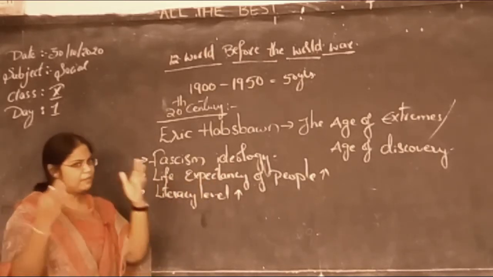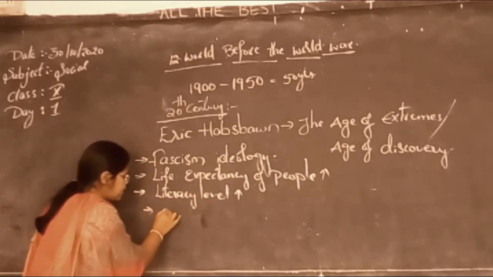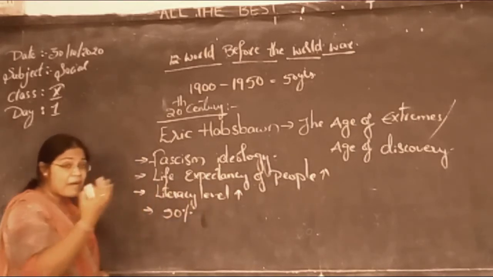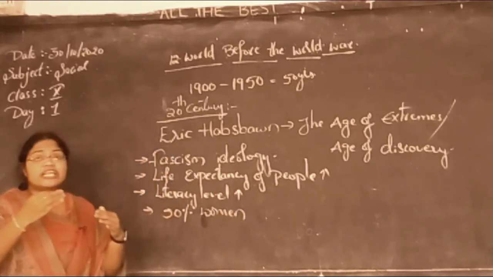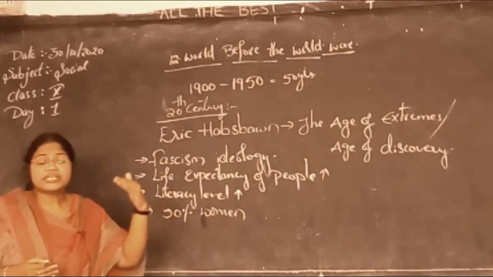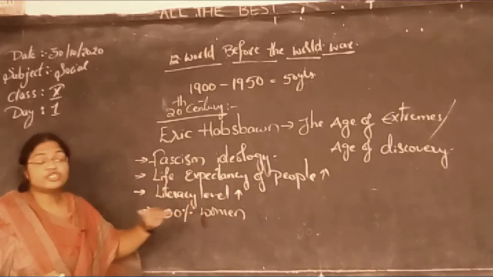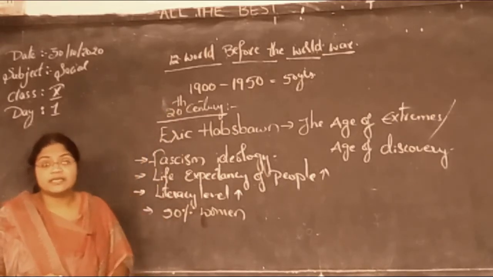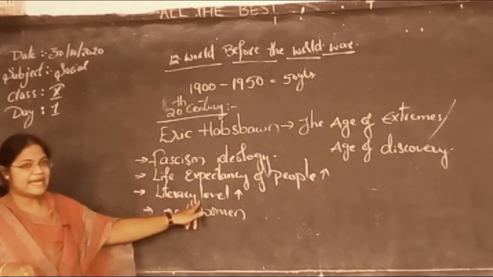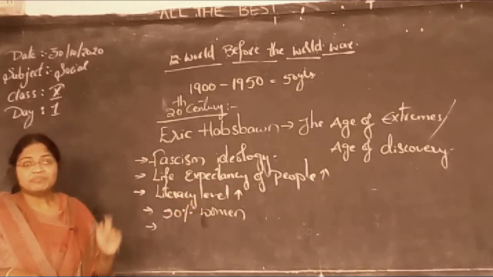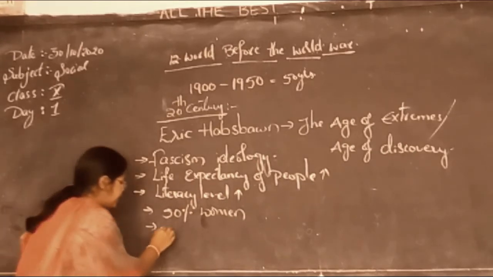Life expectancy of the people has increased. Literacy level has also increased. Nearly 50% of women came out and started working in industries, in factories, as laborers, in the period of 50 years. After that, the people became literate, and now they are getting the idea of democracy. They want a democratic form of government.